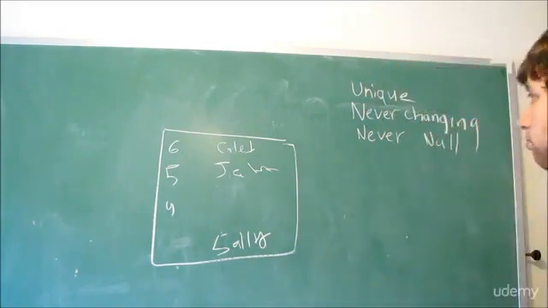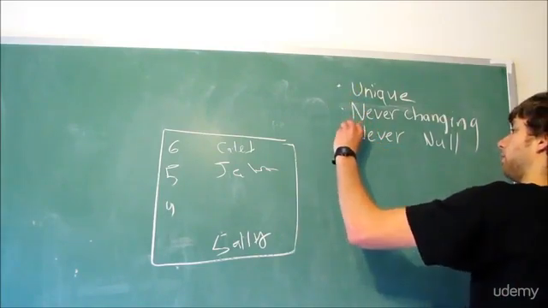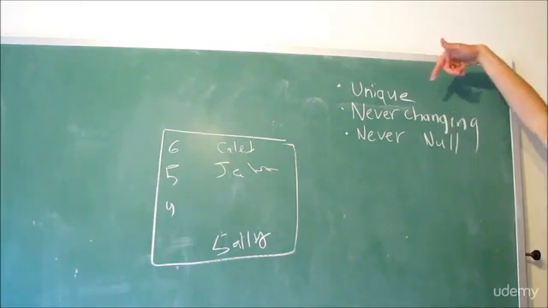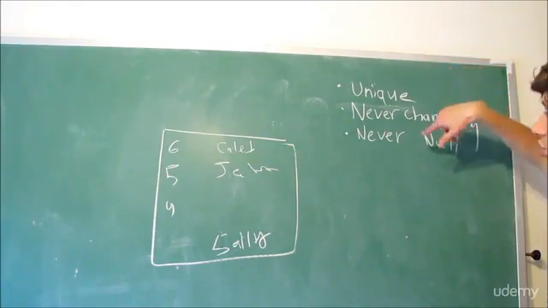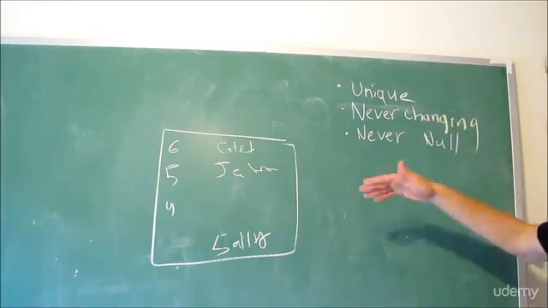So here are the three main rules, and we'll get into more in upcoming videos. But a key should always be unique, never be changing, and it should never be empty. You should not allow a row without a key.